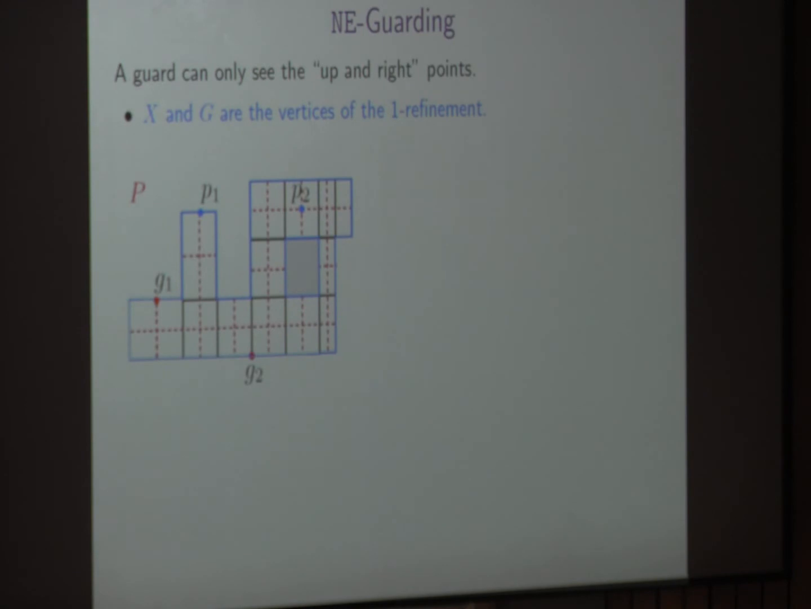All right, so if you believe that, then we have G and X, two finite sets. We want to get a subset of G to guard or watch all of X. And they are located at the vertices of the one refinement. Okay?